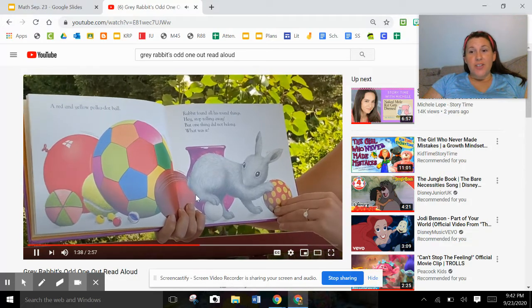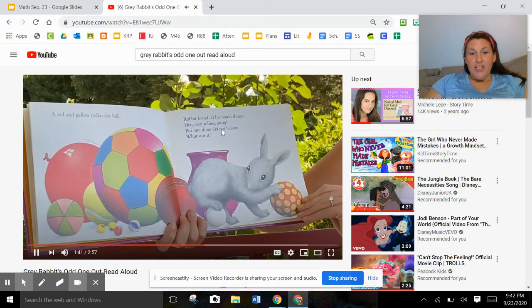There's something odd in this picture. What is the odd one out? What is not a round thing in this picture? It's right.